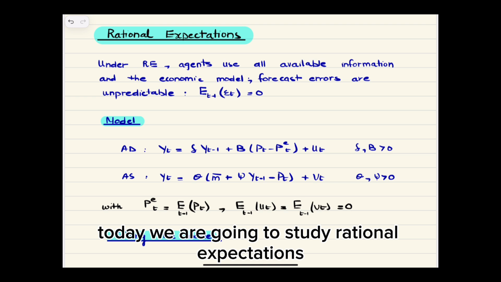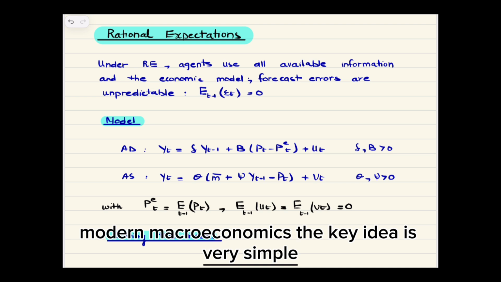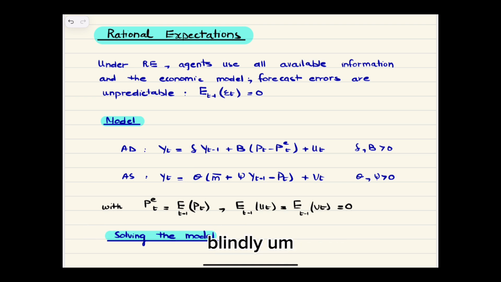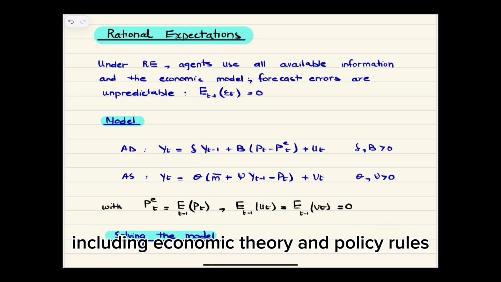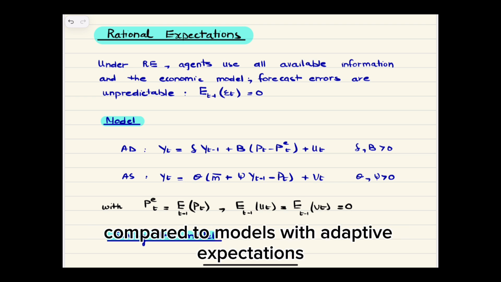Today we are going to study rational expectations, which is one of the most important ideas in modern macroeconomics. The key idea is very simple. It is that people in the economy are not guessing blindly. They form expectations using all available information, including economic theory and policy rules. Because of that, the economy behaves differently compared to models with adaptive expectations.